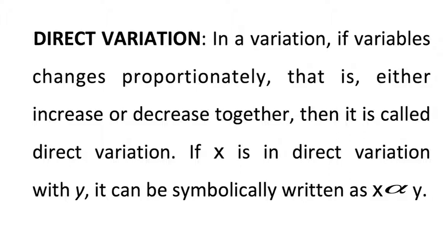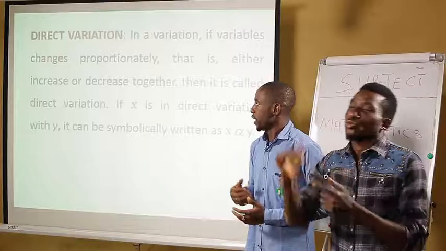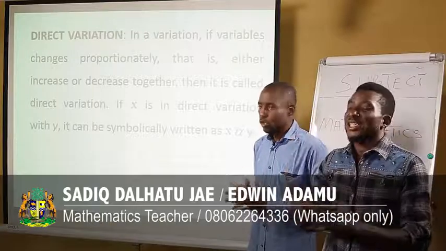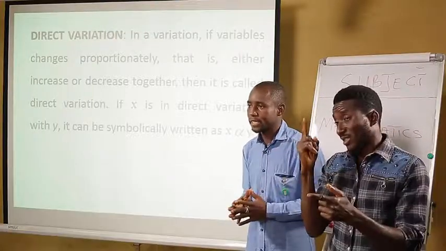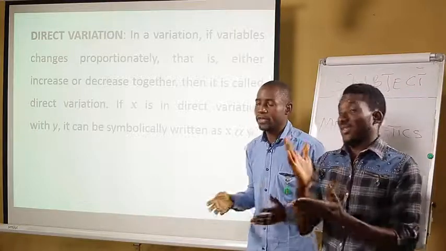We said in a variation, if variables change proportionately, that is, either increase or decrease together, then it is called direct variation. If x is in direct variation with y, it can be symbolically written as x is proportional to y. In general, if you want to understand the basics of direct variation, what should come to your mind?